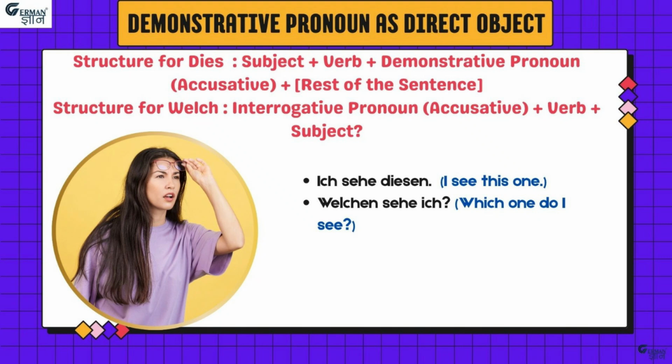And for welche, your interrogative pronoun from the accusative case, then verb, and then the subject. So your example will be, ich sehe diesen, meaning I see this one. And for welche, the sentence will be, welchen sehe ich, meaning which one do I see. So here I have picked diesen and welchen from the accusative case.